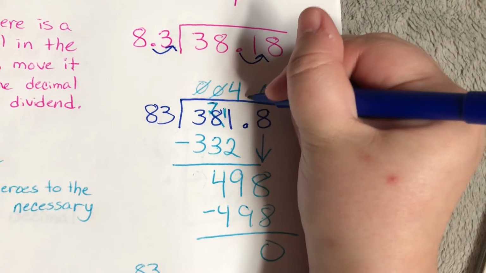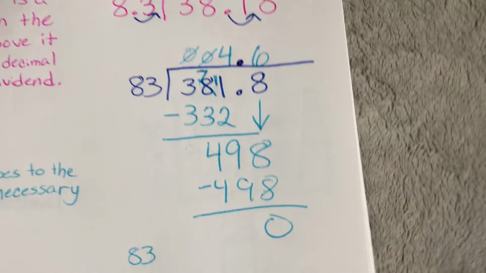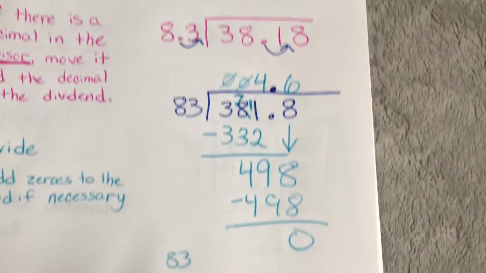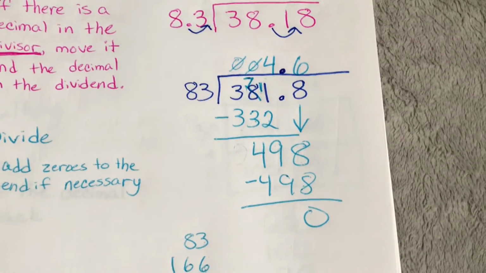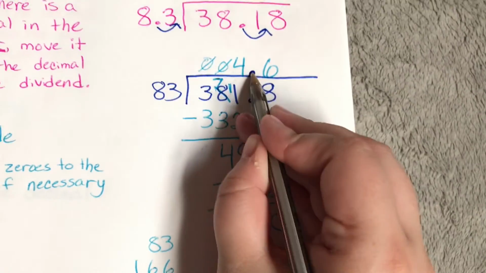Also, don't forget that your decimal needs to get brought up. So, to solve, the answer to our equation is 4 and 6/10.